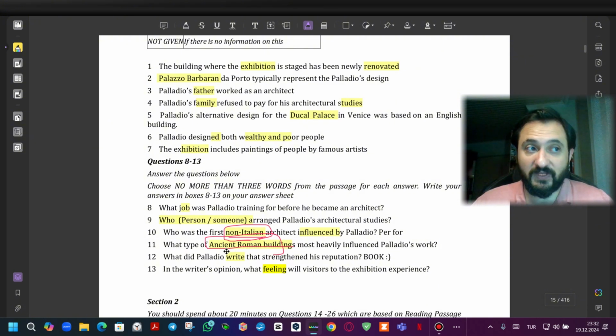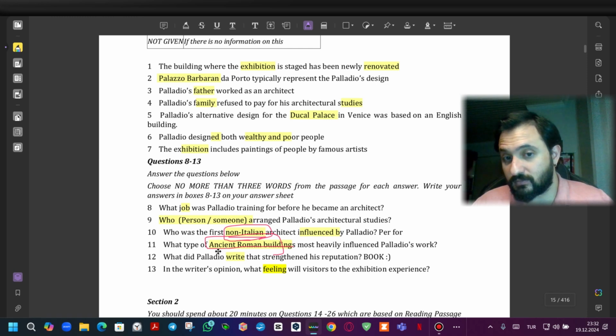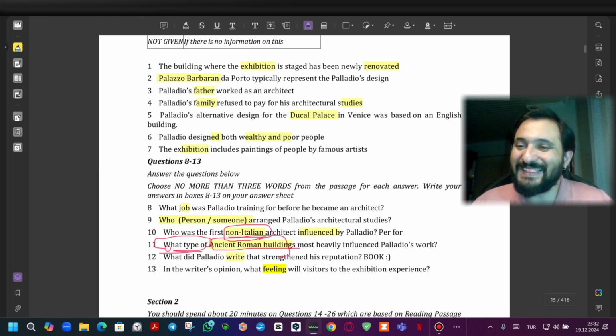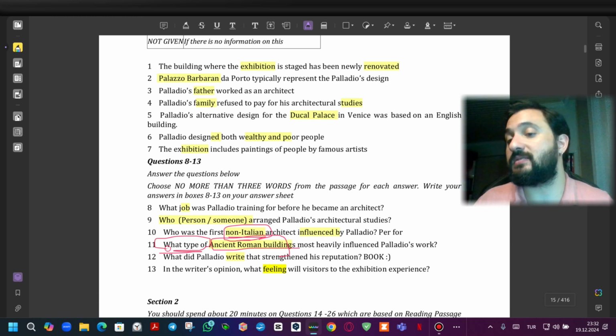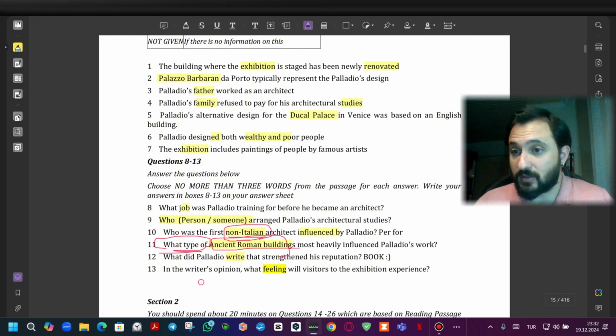For example, amphitheater, Colosseum. These are ancient Roman buildings. What type? You need to find the name of the building. For example, Colosseum. If you see Colosseum, finish it. It's the answer. Or if you see, for example, tomb, it's the answer, because it's a type of ancient Roman building.